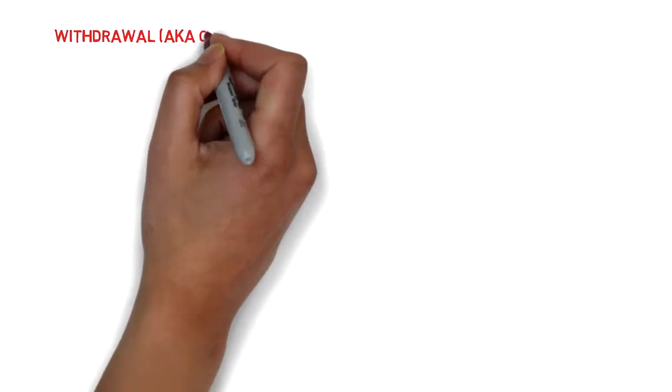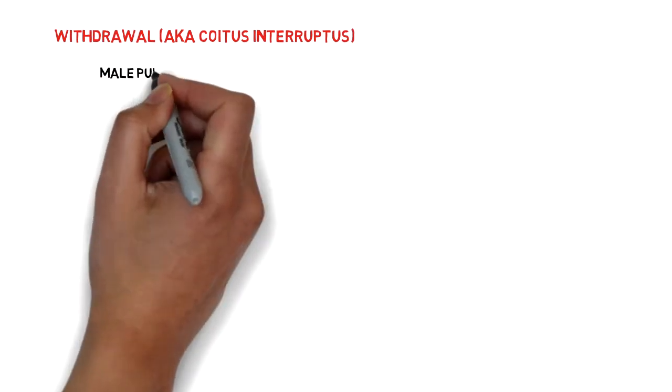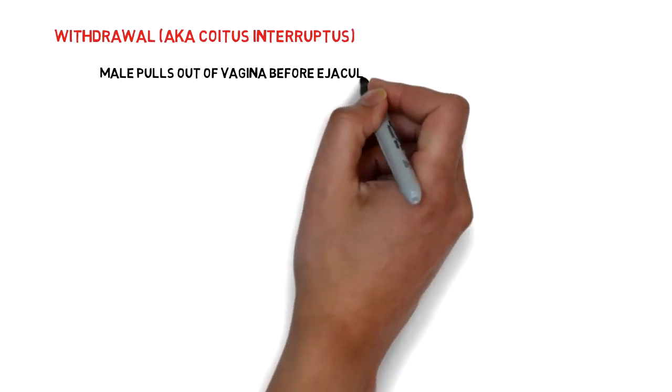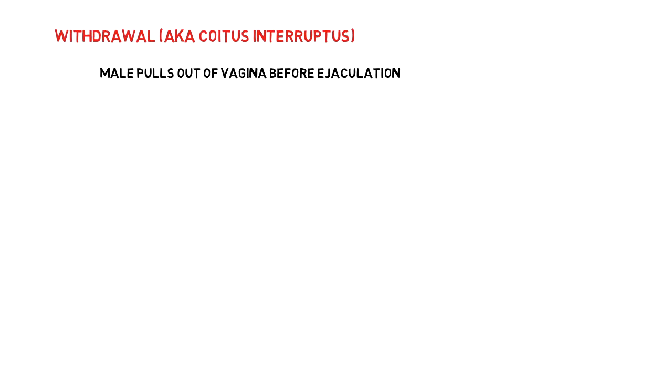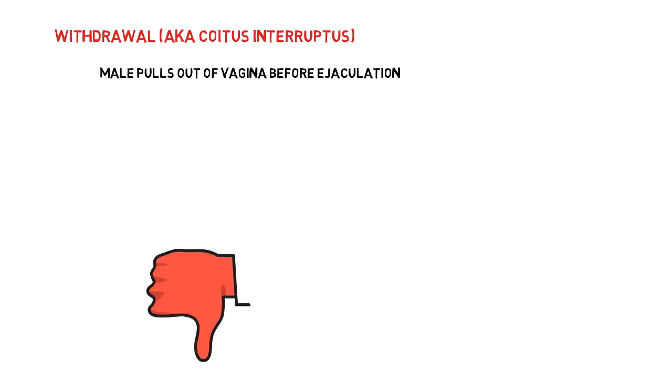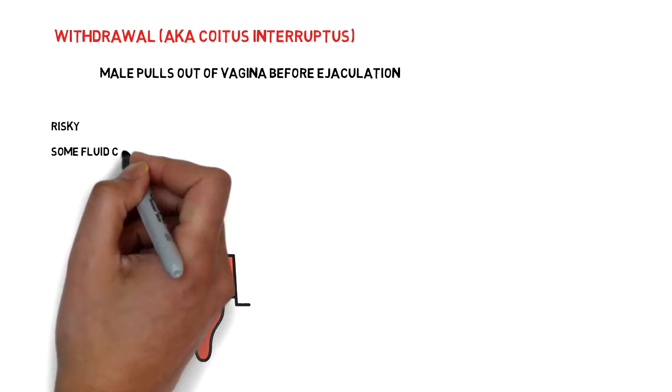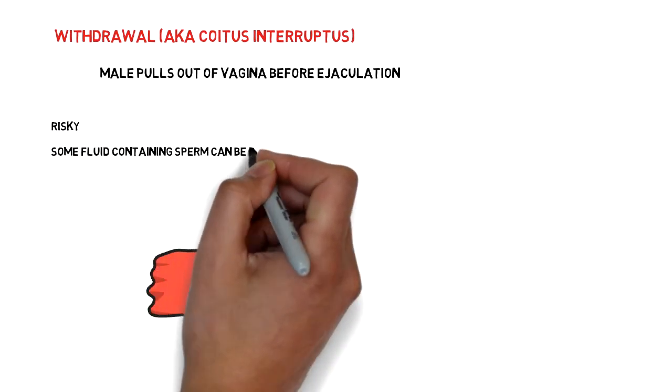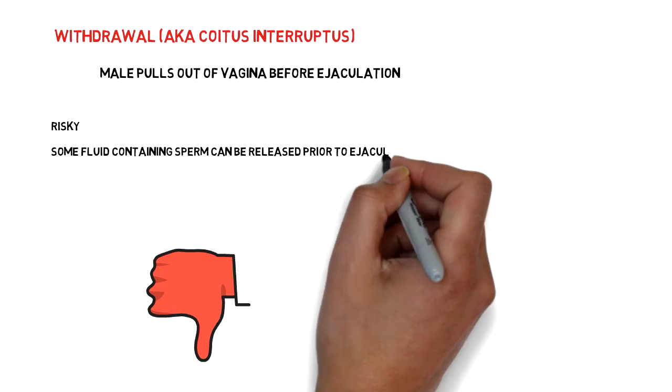Finally, there is the withdrawal method that is also considered a natural method. This is where the man withdraws his penis from the woman's vagina and external genitalia before ejaculating. This is a risky method, however, because there is some fluid containing sperm that can be released prior to ejaculation, so the woman could still get pregnant.